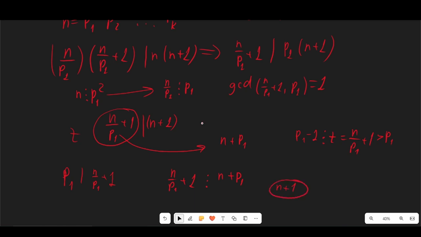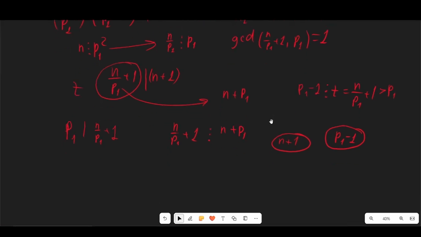clearly this means that these divide their difference, and their difference is P1 minus 1. So the GCD between n over P1 plus 1 and n plus 1 is also the GCD of n over P1 plus 1 and P1 minus 1. So we will get that n over P1 plus 1 divides P1 times P1 minus 1.